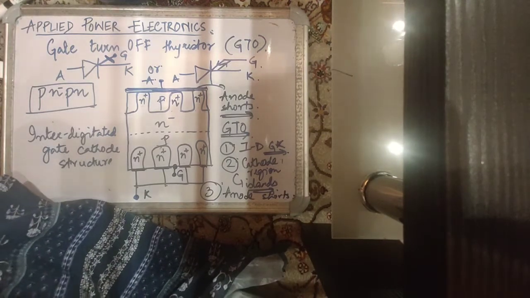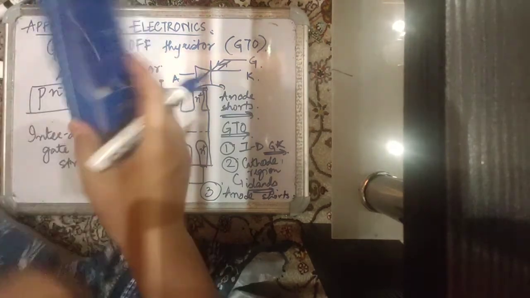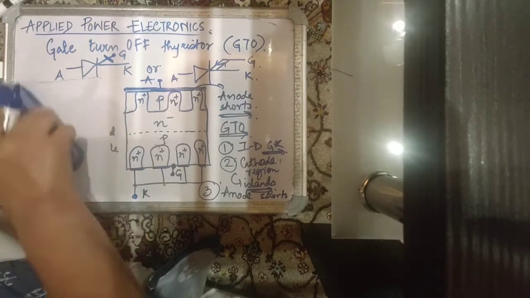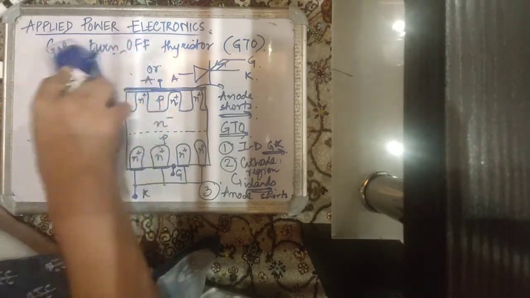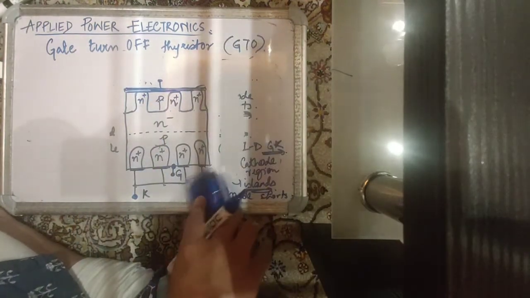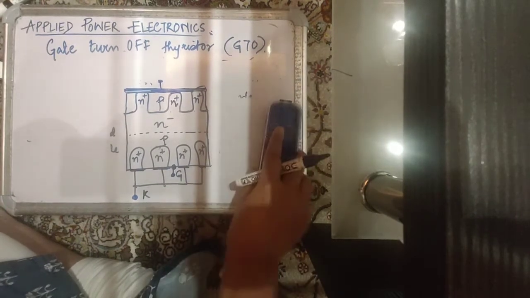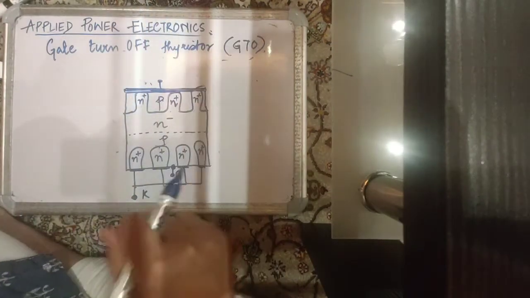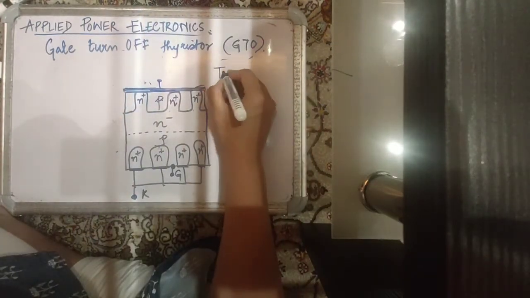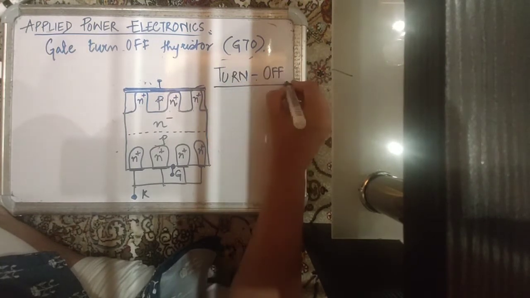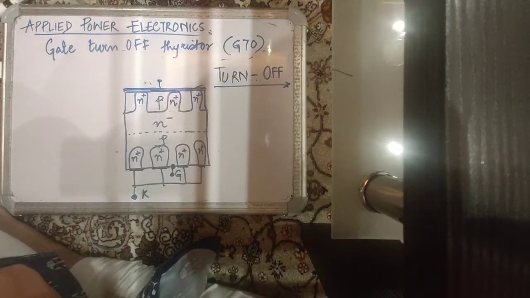Now if we see a gate turn off thyristor and we want to observe its behavior during turn on and turn off, let's see basically how this device responds to turn on and turn off. So you have the turn on response of a GTO. A GTO turns on just like a thyristor.